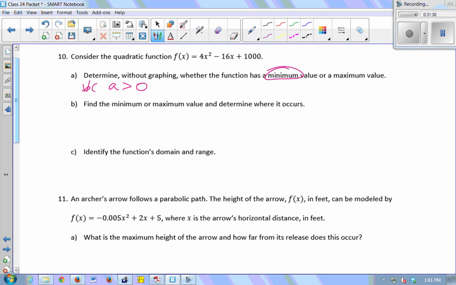All right, so how do I find the vertex of that quadratic? Yeah, negative b over 2a. That's the h, the x-coordinate of your vertex. So that's going to be 16 over 8, which is 2. And then how do you get k, the y-coordinate of the vertex? Plug in the 2. So I do f of 2.